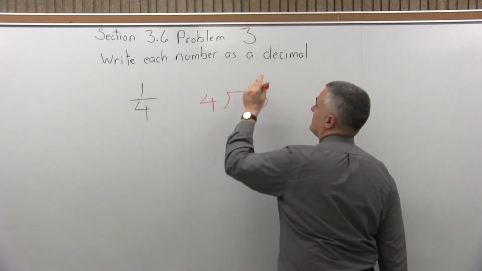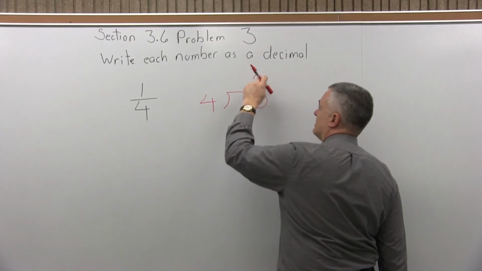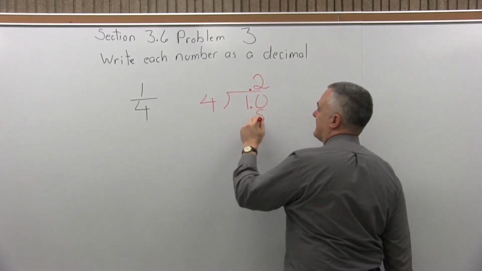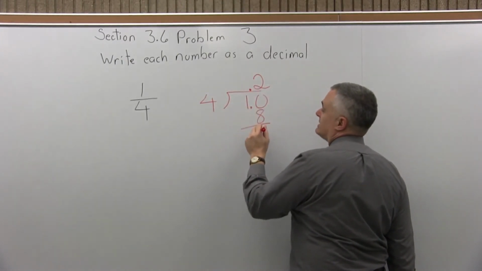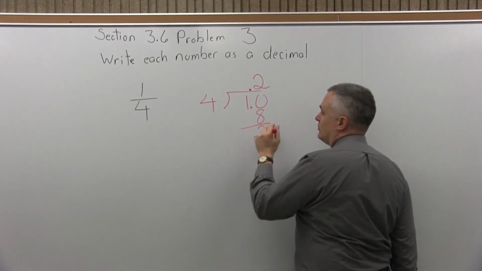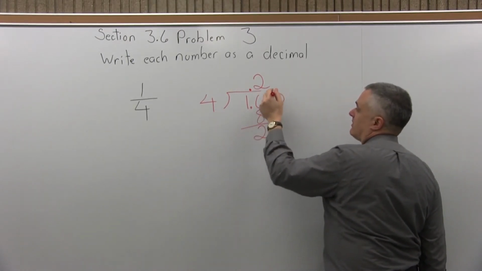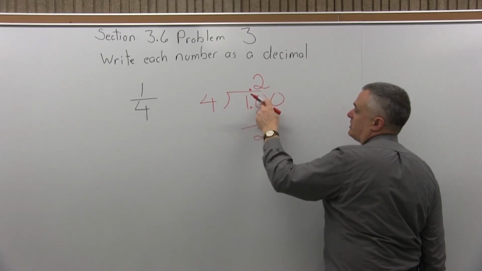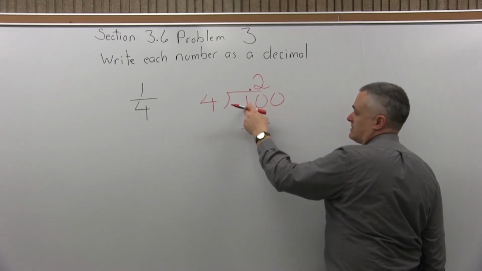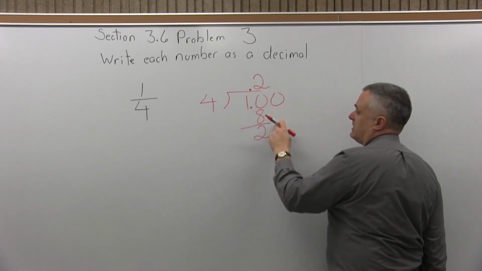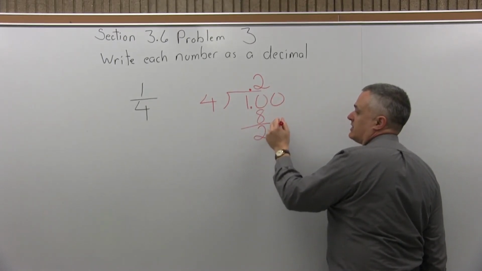So 4 divides into 10 twice. 2 times 4 is 8. 10 minus 8 is 2. Now it hasn't gone in evenly. What you can do is just create another 0 after the previous one you put in. 1 is the same as 1.0 is still the same as 1.00. Now that 0 we just put in can come straight down.